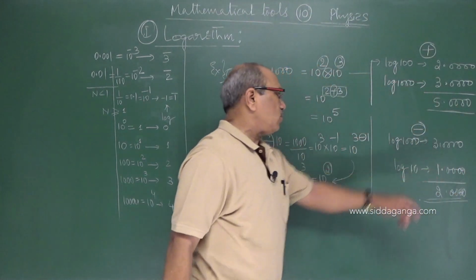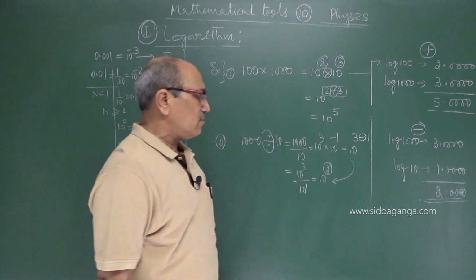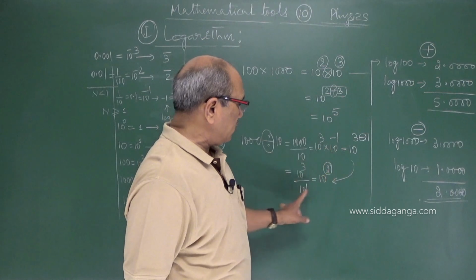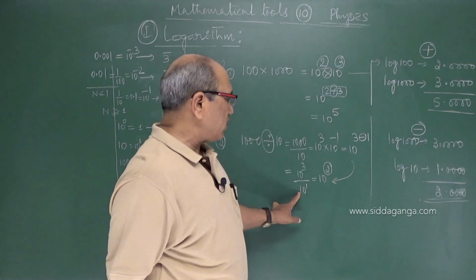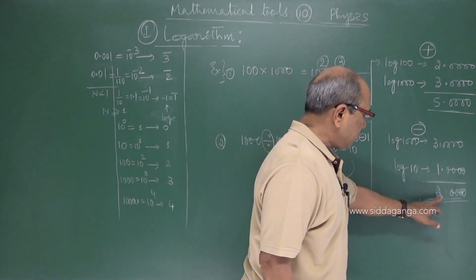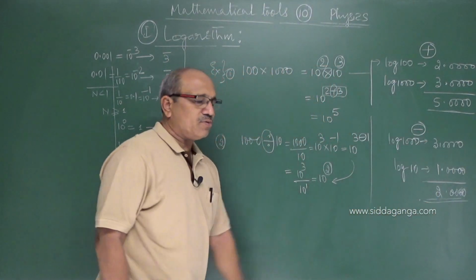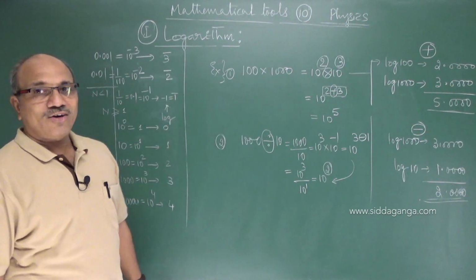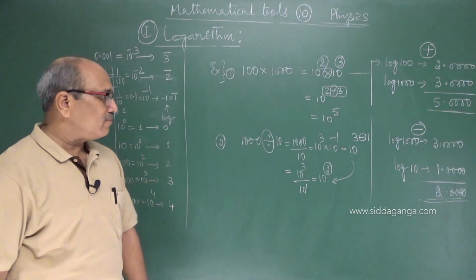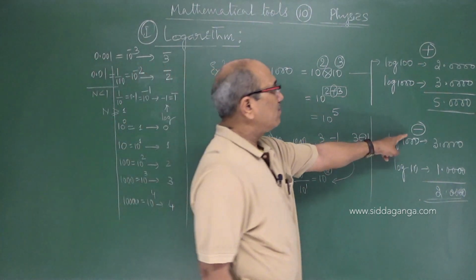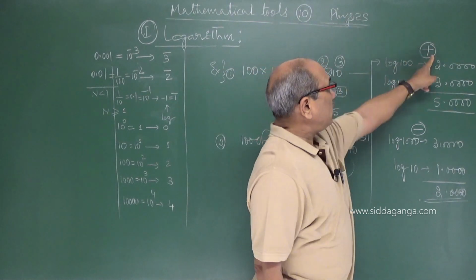If it is 3, you write it as 10 power 3. If it is 1, it is in division, 10 power 1. Subtract 3 minus 1. If it is 2, what should my answer be? 10 power 2. See how simple this logic is and how it helps you to simplify. We converted division into subtraction, and product into addition.